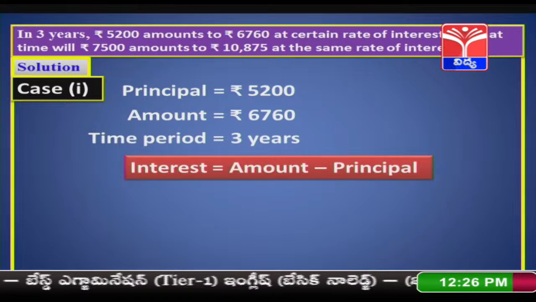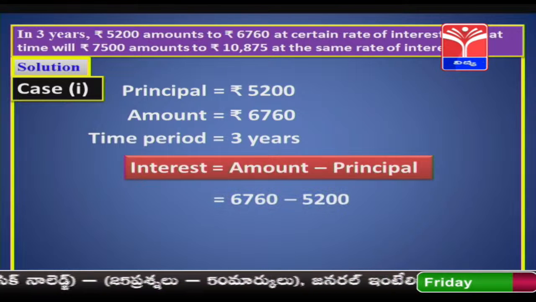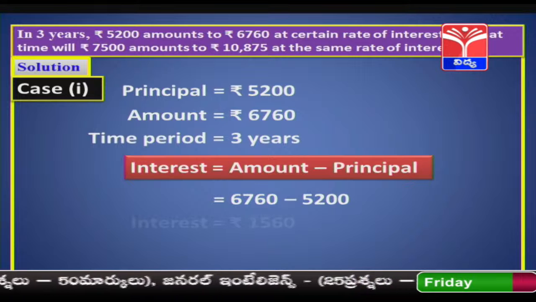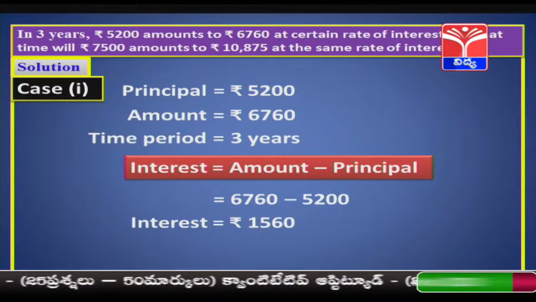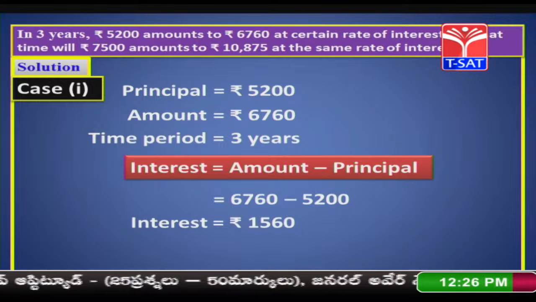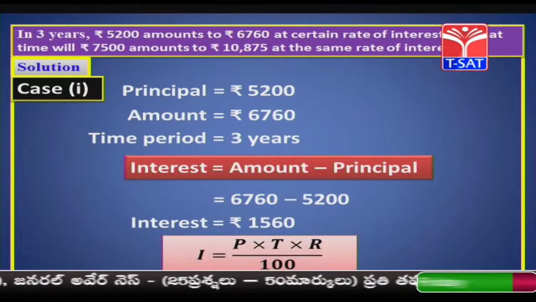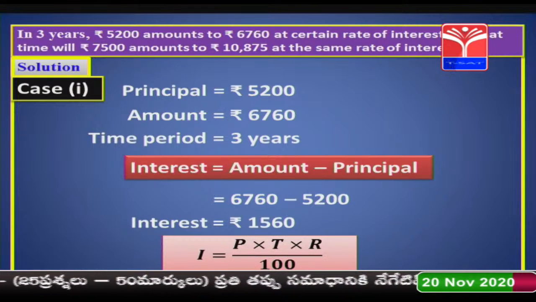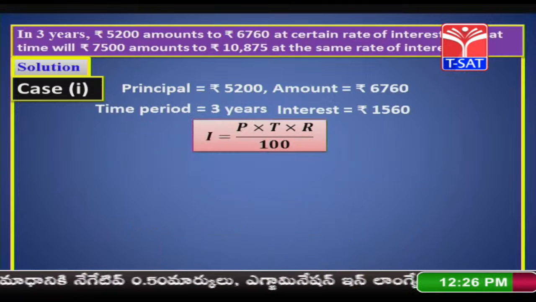We need to calculate the rate of interest. So, interest is equal to amount minus principal. Let us substitute the values. 6760 minus 5200 gives 1560. That is, interest is 1560 rupees. Now, let us find out the value of R, that is rate of interest, using the formula I equal to P into T into R by 100.